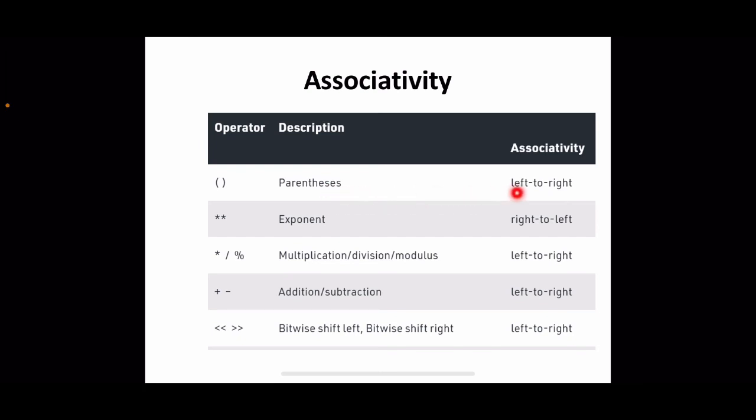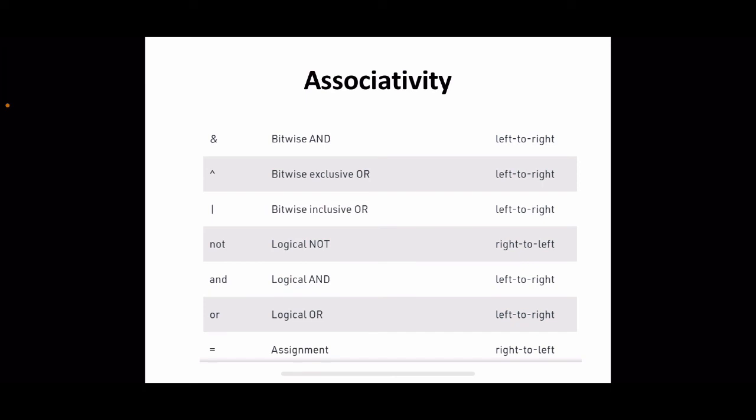Parentheses are always left to right. First we have to start from the left side. Exponent is right to left. Multiplication, division, modulus are left to right. Addition, subtraction is always left to right. Bitwise also left to right. So in this, only the exponent is from right to left. All others are from left to right. Bitwise, exclusive OR and so on, all are left to right. Logical not is right to left, and the assignment operator is also right to left. All others are left to right. So exponent, logical not, and assignment operator, these three are always from right to left. You have to remember that.